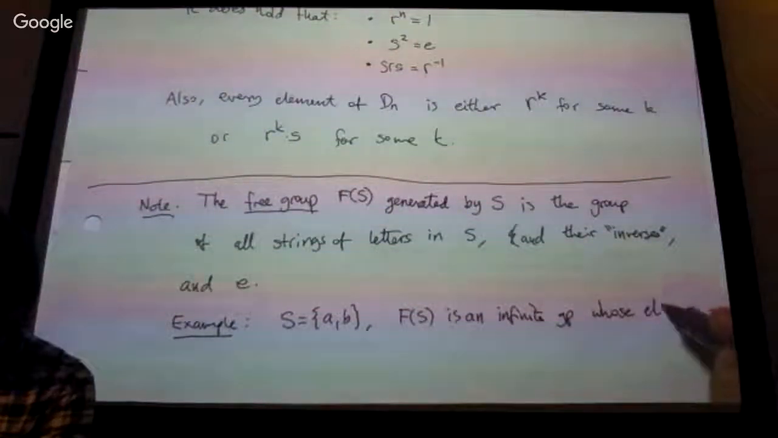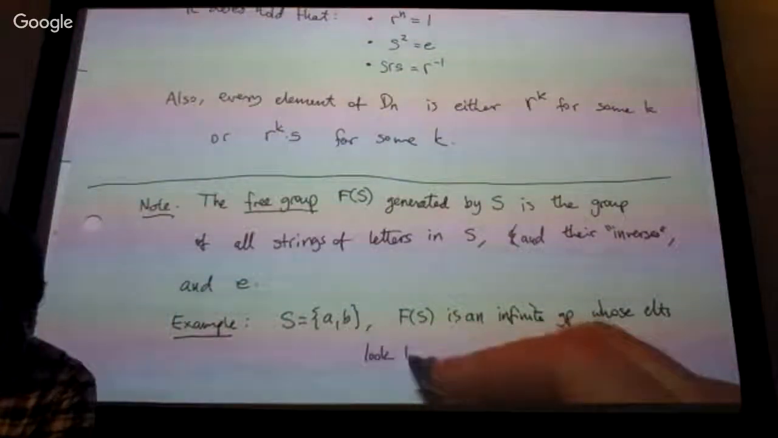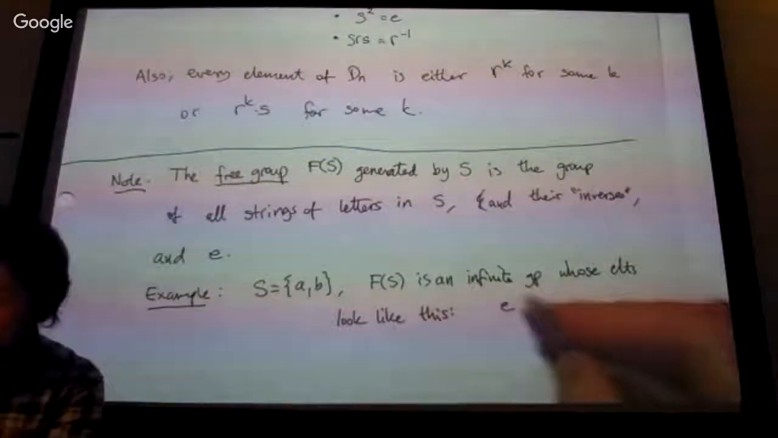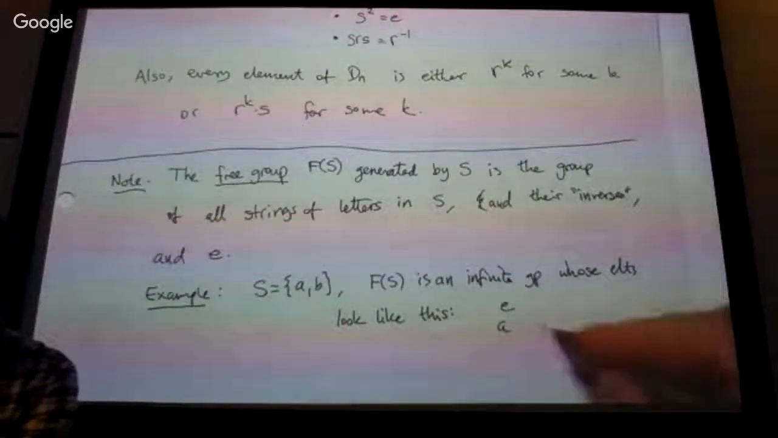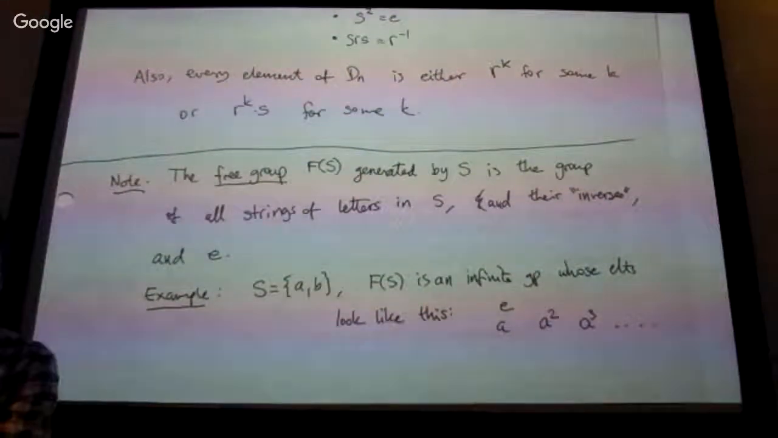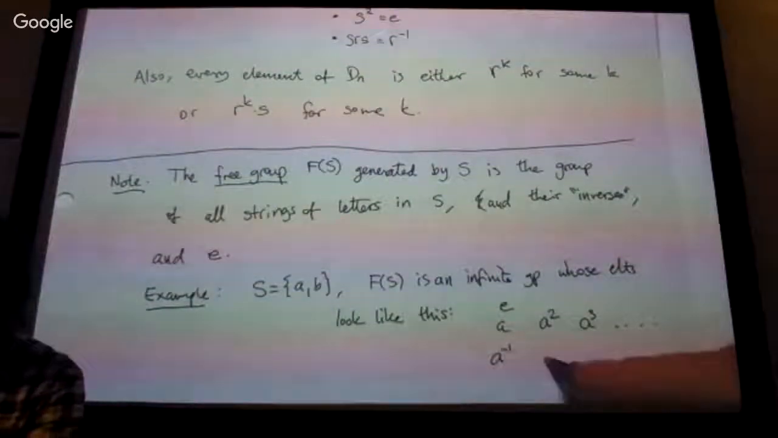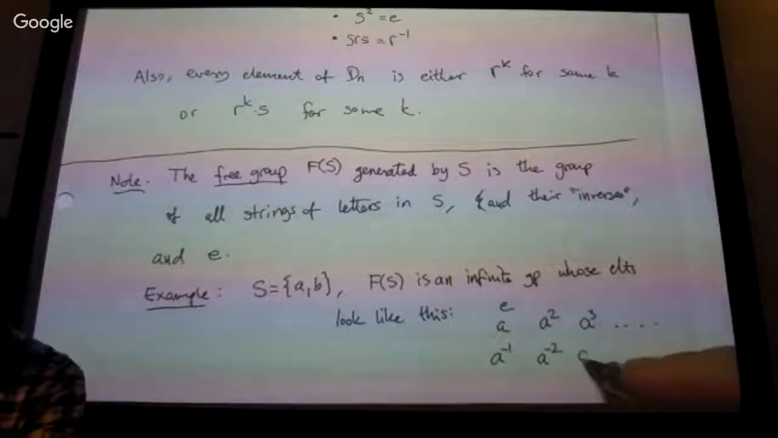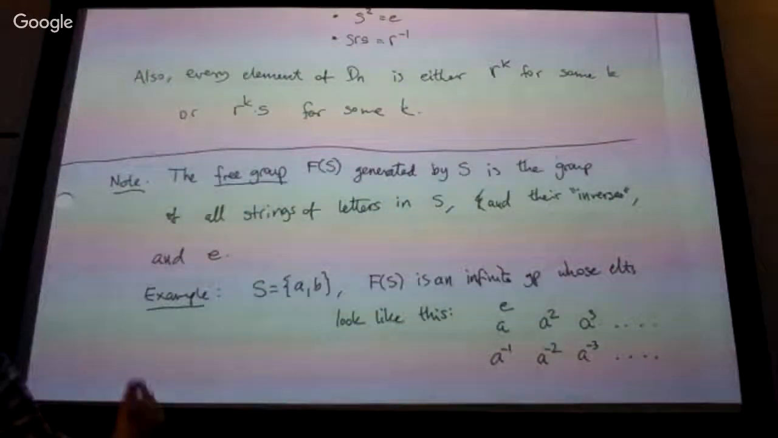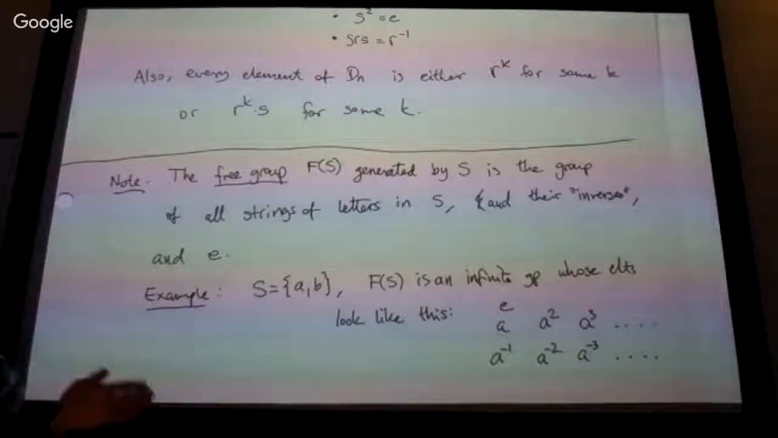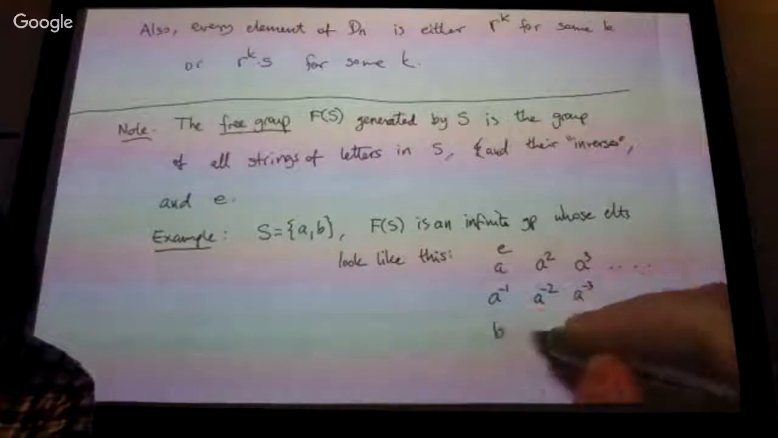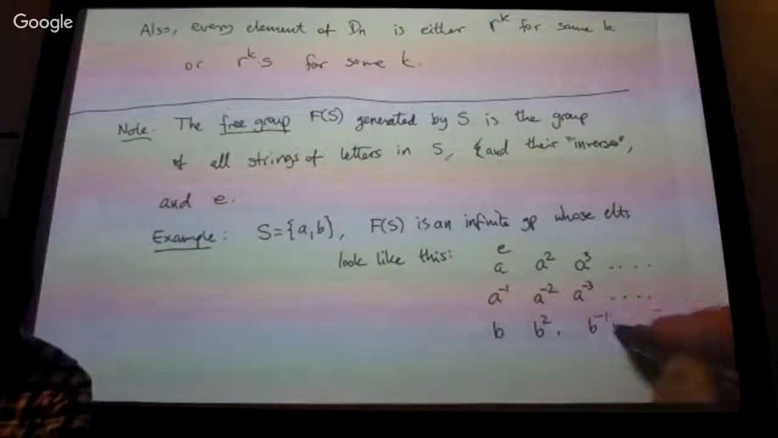Whose elements look like this. Well, the identity, A squared, A cubed, and so on. A inverse, A to the minus 2, A to the minus 3. So A to the minus 3 is take the inverse of A and multiply it with itself 3 times. So what you would expect. Same for B, B squared, B inverse.